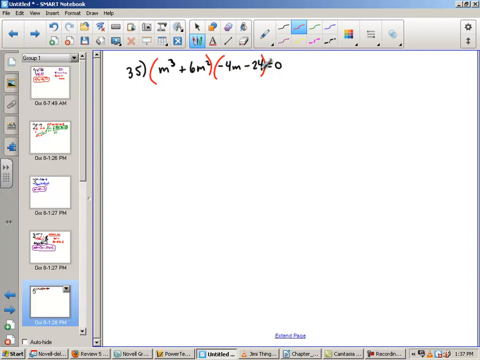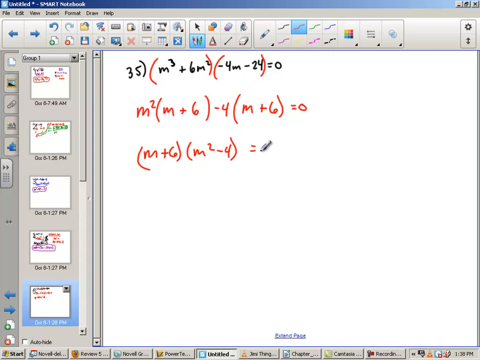Keep track of that negative sign there so I don't lose anything. In here, when I say what do they have in common, I know it's an m squared times m plus 6. Out here, what do they have in common is a negative 4. And I always want to take that negative with us. Well, negative 4m divided by negative 4 is m. And negative 24 divided by negative 4 is positive 6. Good. See, I've got those duplicated parentheses. So m plus 6 times m squared minus 4 equals 0.